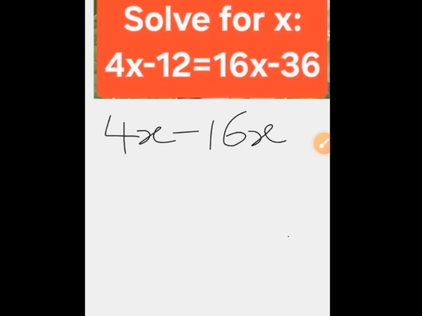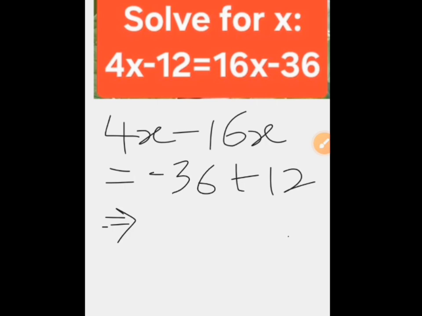Now, that is to say 4x minus 16x equals, remember I'm already on the side of 16x, so there's no need going back to this 4x, minus 36. That's what is here, minus 36. Now I want to bring this minus 12 to the other side. This minus 12 will cross over to the other side of the equality sign, and because it's minus 12, moving over it is going to be plus 12. You understand?